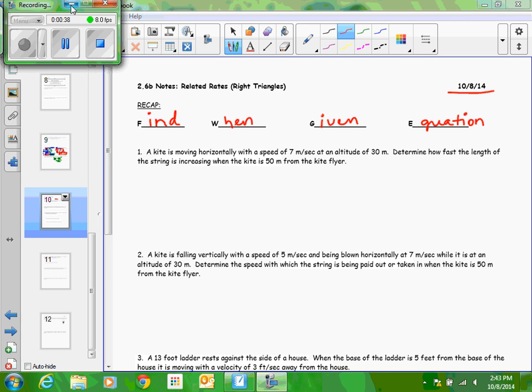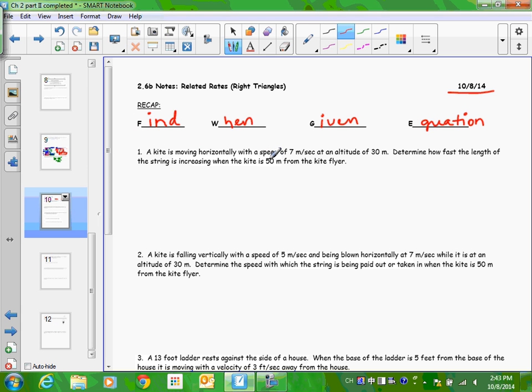All right, so we have a kite flying horizontally with a speed of 7 meters per second at an altitude of 30 meters. Determine how fast the length of the string is increasing when the kite is 50 meters from the kite flyer. Okay, so again, this is not something you read and you just say, the answer is 2. Nobody does that. Now, a picture is actually going to be really helpful here. Do you have a picture in your mind of what this looks like? A right triangle, and here is your hint right here, right?